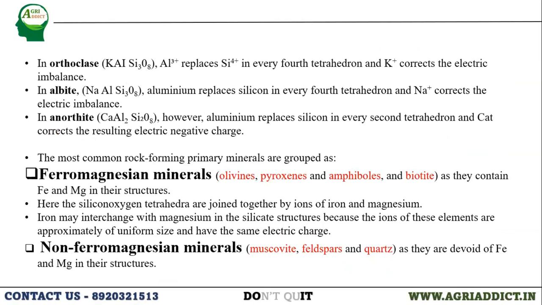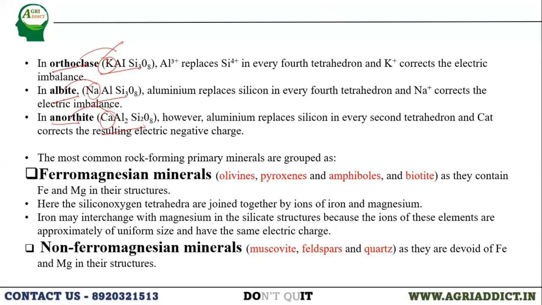Next, ferromagnesian and non-ferromagnesian minerals. Minerals which have iron and magnesium, we call ferromagnesian. Ferro, iron; magnesium, magnesium. Examples you have to remember. And these three are very important: orthoclase, albite and anorthite. These are three minerals which have almost similar composition except one element is different here. That is potassium for orthoclase, sodium for albite, calcium for anorthite.